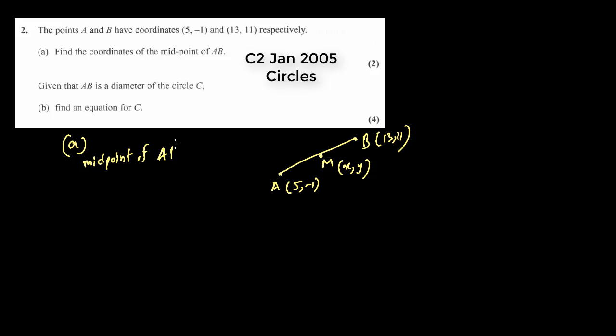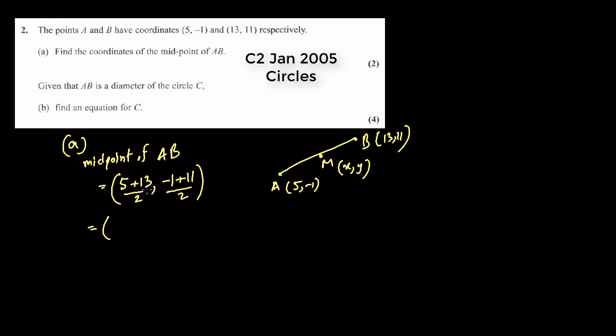Now the first question is, we have to find the midpoint of AB. So if this is AB, with A as (5, 1) and B as (13, 11), you don't have to draw a diagram, but a diagram helps. The midpoint is M, and it has coordinates x and y. If you want to find the midpoint directly, you can write midpoint of AB equals (x1 plus x2) divided by 2, (y1 plus y2) divided by 2.